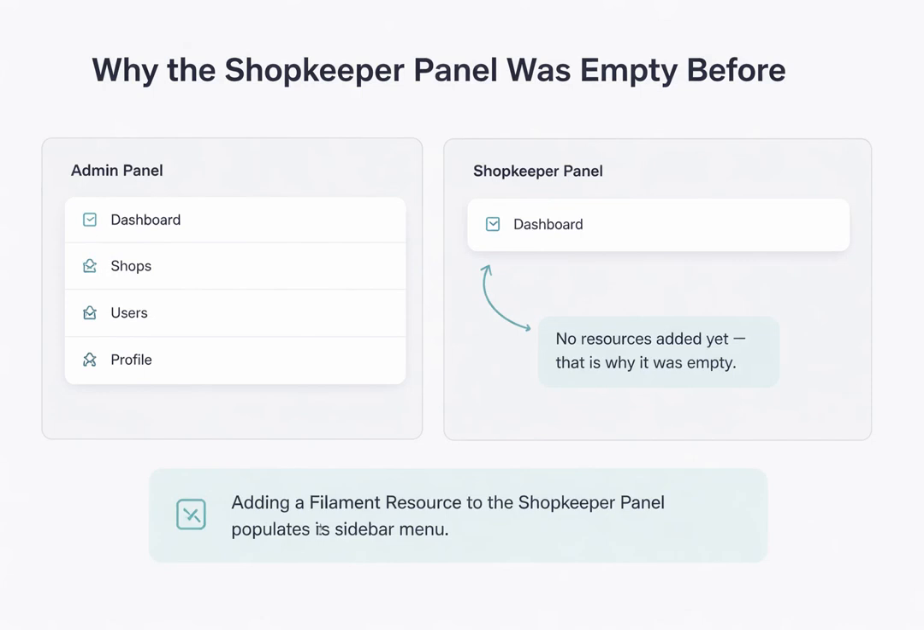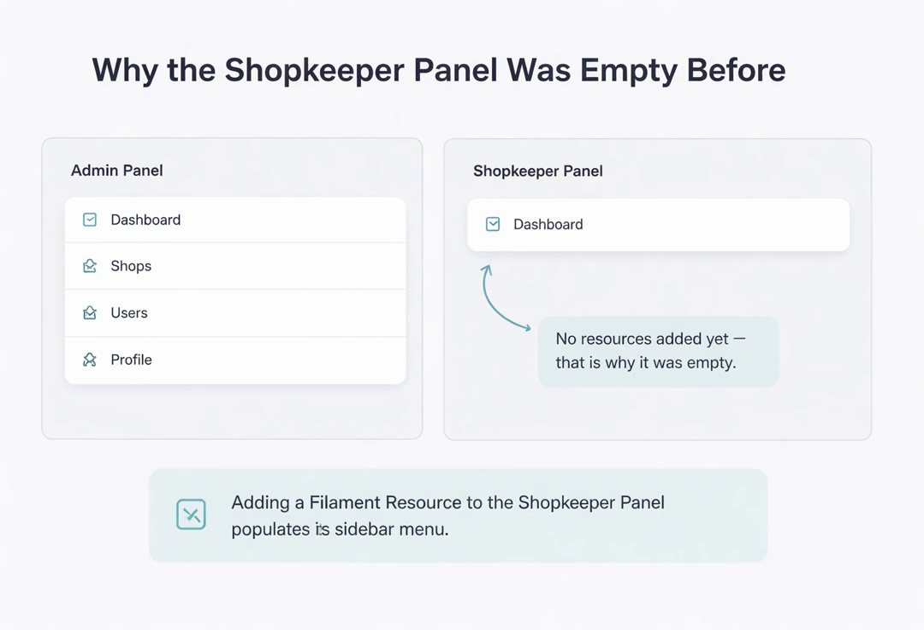Earlier in the project, when the shopkeeper logged in, their panel was essentially empty, just a dashboard with nothing else. The instructor now explains exactly why. No Filament resources had been added to the shopkeeper panel yet. The admin panel had resources like shops and users, but those were only registered in the admin panel's codebase. Now, by creating the product resource specifically for the shopkeeper panel, the shopkeeper's sidebar will start to populate with the tools they actually need.